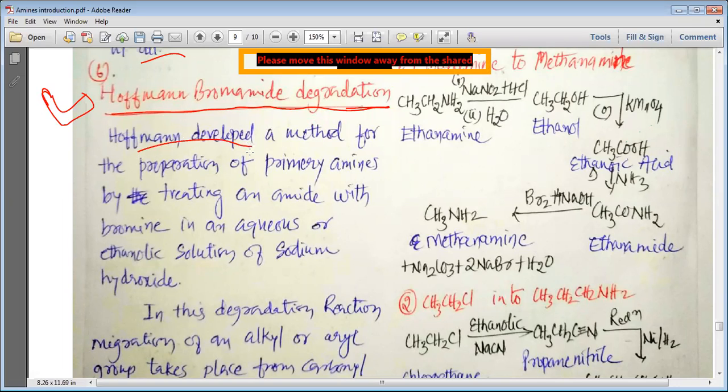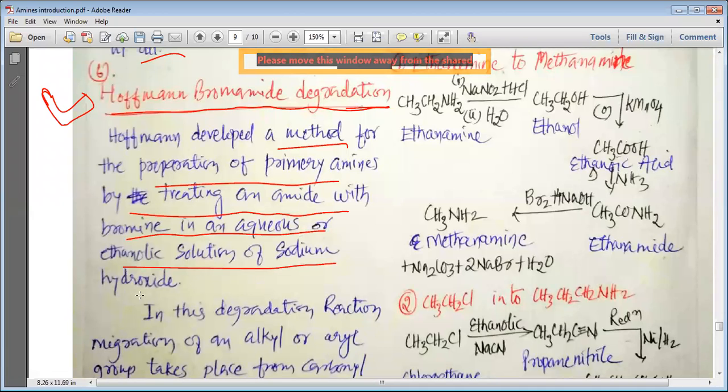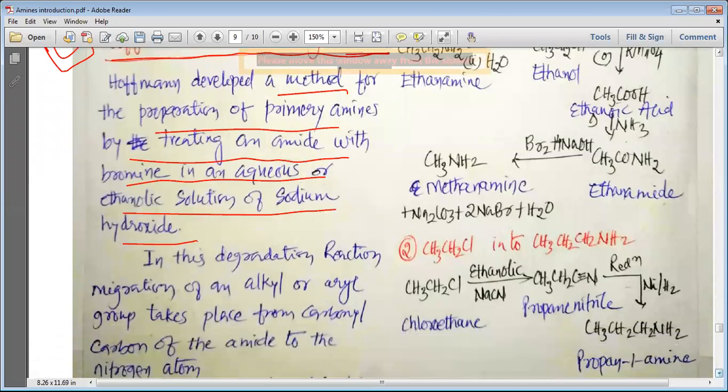Hoffmann developed a method for the preparation of primary amines by treating an amide with bromine in an aqueous or ethanolic solution of sodium hydroxide. So my dear students, we here understand Hoffmann developed a method for the preparation of primary amines by treating an amide with bromine in an aqueous or ethanolic solution of sodium hydroxide.